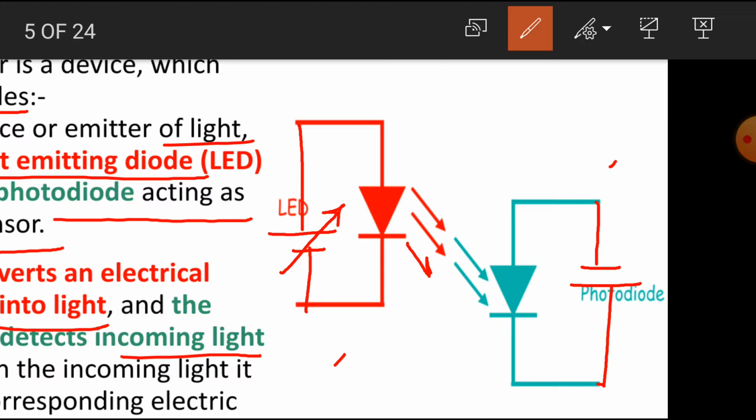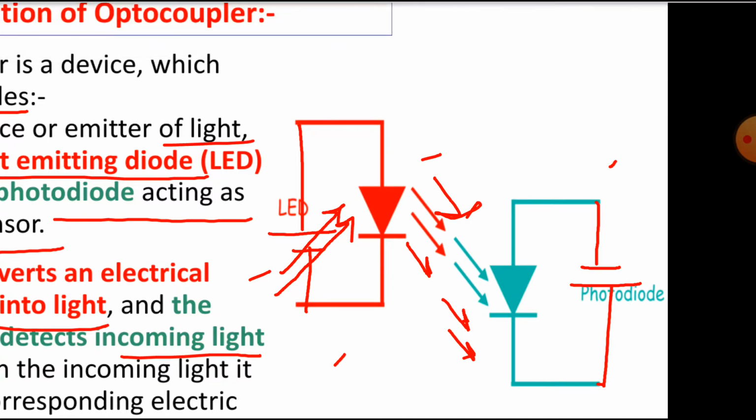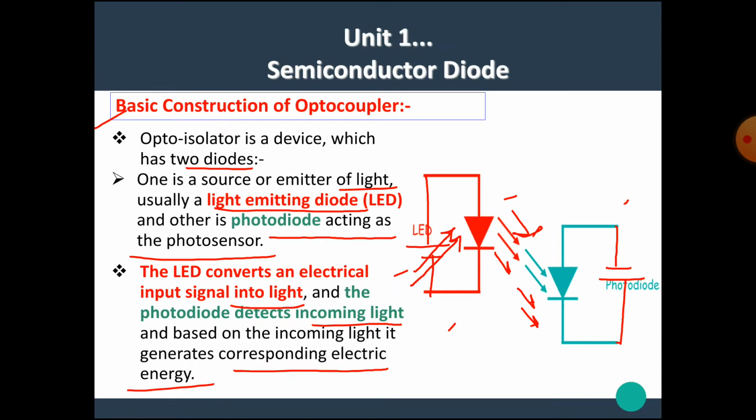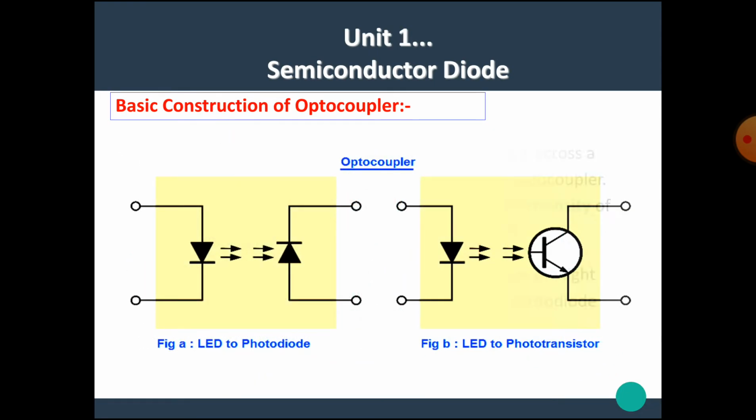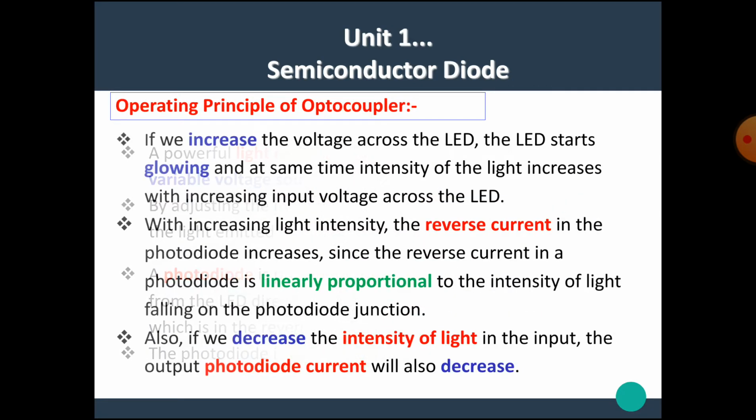One point is important here: if we increase the variable voltage, the LED intensity also increases. Hence, in this case, the photocurrent also increases. If we decrease the voltage, the intensity will decrease, and if the intensity decreases, then the photocurrent also decreases. I hope you all understand the basic working principle of the optocoupler.